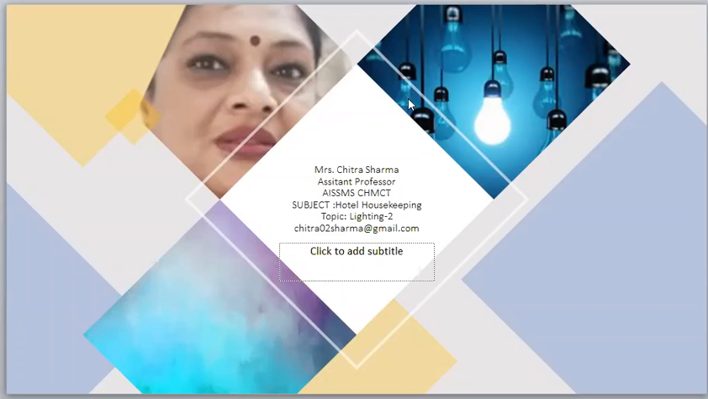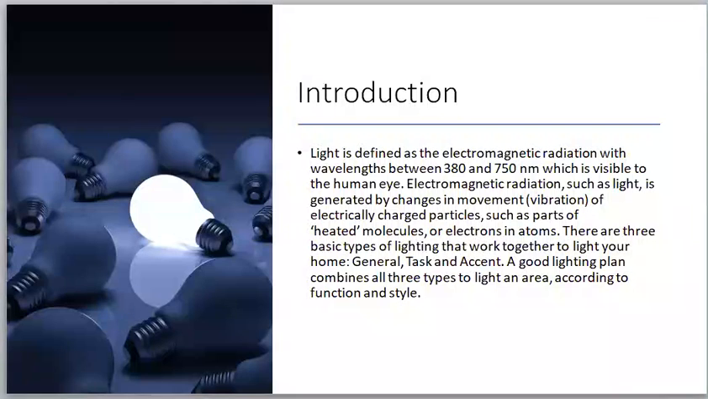The subject which I'm covering is hotel housekeeping and the topic is lighting. So, how can we introduce the light? Light can be defined as electromagnetic radiation with a wavelength between 380 to 750 nm, which is visible to the human eye. Electromagnetic radiation such as light is generated by changes in the movement of electrically charged particles, such as parts of heated molecules or electrons in atoms.